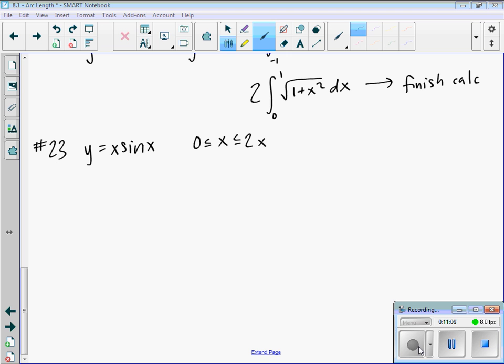Okay, so 23 says use Simpson's rule. We said we're going to use trapezoidal rule with n equals 10 to estimate the arc length of the curve. Compare your answer. So first thing we want to do is use our arc length formula. So our arc length formula, we're just going to be going from 0 to, I put 2x. What's it supposed to be? 2 pi.